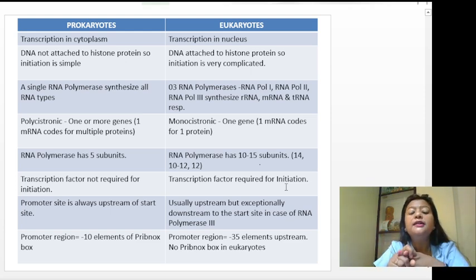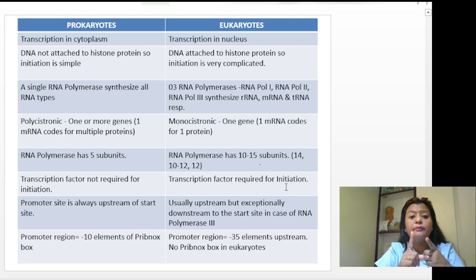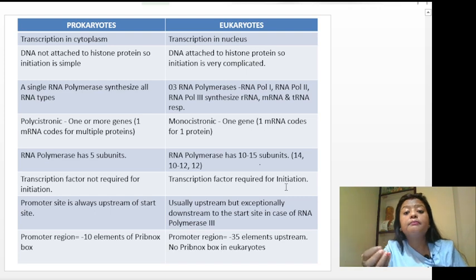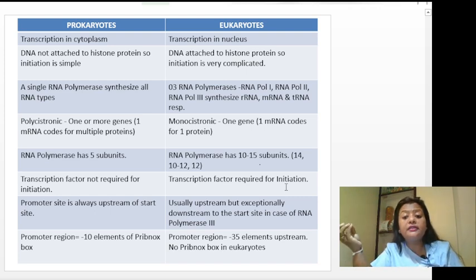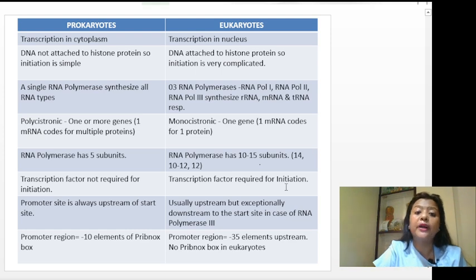But in eukaryotes, there are three RNA polymerases: RNA pol1, pol2, and pol3, and they will synthesize the rRNA, mRNA, and tRNA respectively, as I've shown you in the previous slides. So in prokaryotes, it is polycistronic. That means one mRNA will code for multiple proteins, or you can say one or more genes. But in eukaryotes, since it's complicated, only one gene is there. It's known as monocistronic. That means one mRNA will code for only one protein.